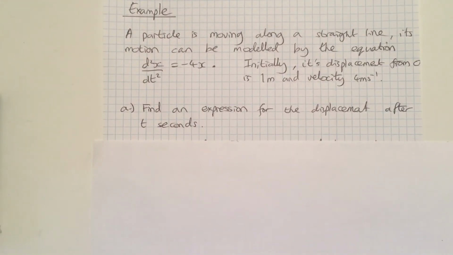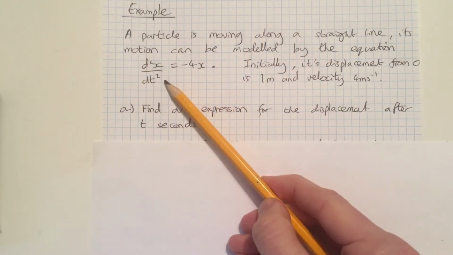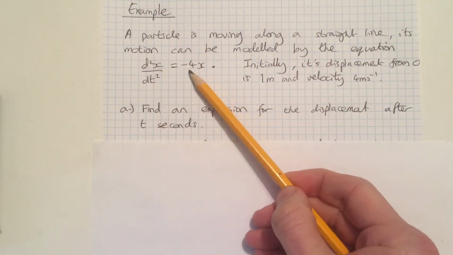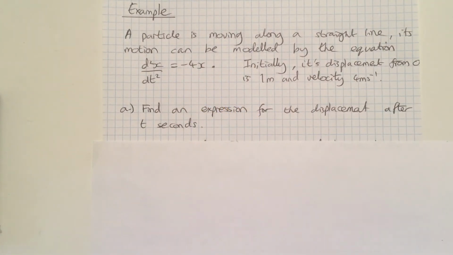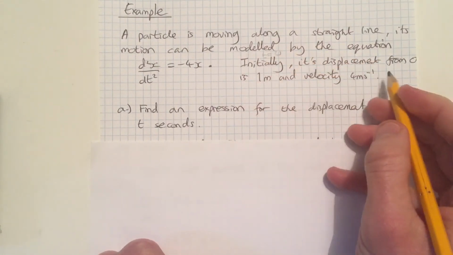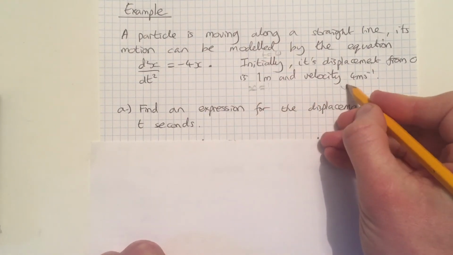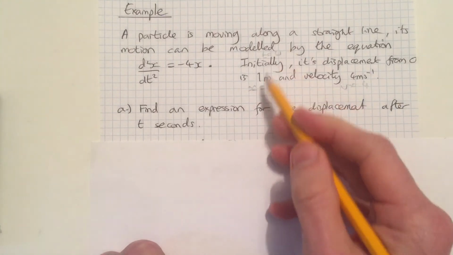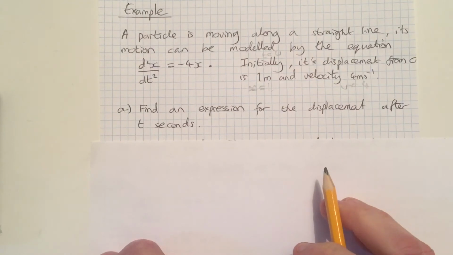So we are told that a particle is moving along a straight line. Its motion can be modelled by the equation d2x by dt squared equals minus 4x. So we can see here that this is going to be simple harmonic motion, because the acceleration is proportional to the displacement in the opposite direction. We're told initially, so I know that t equals 0, its displacement from the origin is 1 metre, so x equals 1, and its velocity is 4. So these are my boundary conditions. When t is 0, x equals 1 and v equals 4.